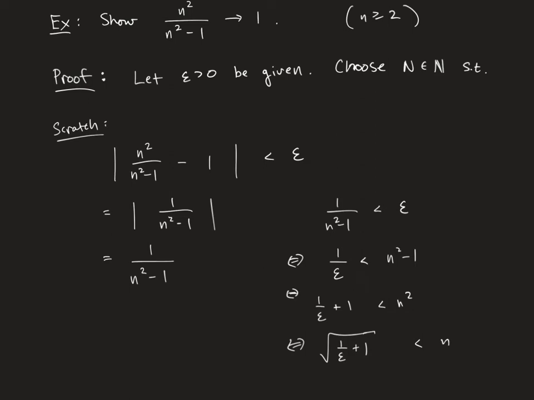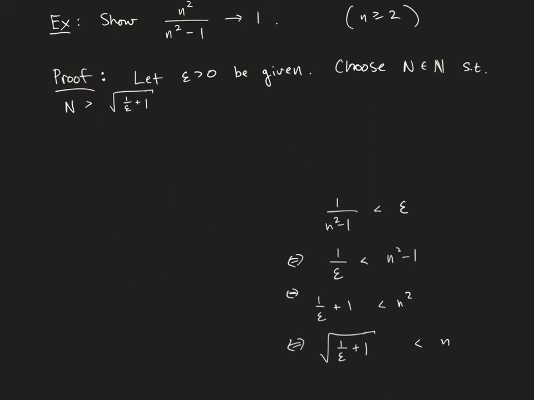So choose capital N in the natural numbers such that big N is bigger than the square root of 1 over epsilon plus 1. Epsilon's positive, 1 is positive, so this is just a positive real number, and positive real numbers have square roots, as we already knew, but found out really for sure last time in class. So now that I have written down the condition on my N, I can erase all the scratch work for how I got it.